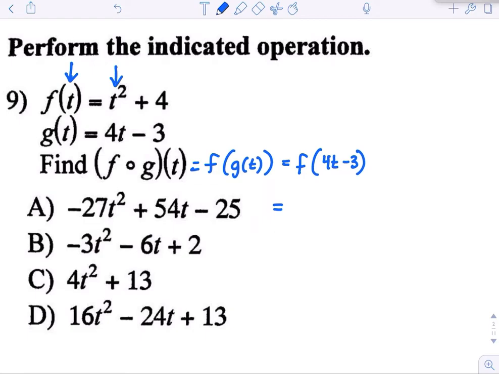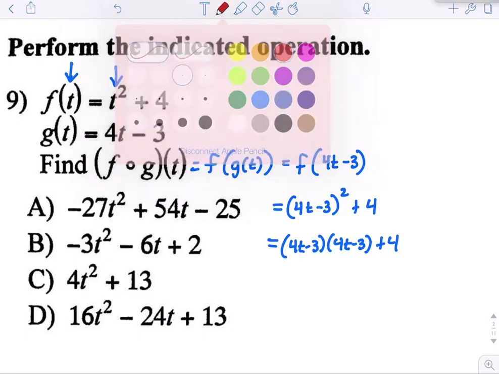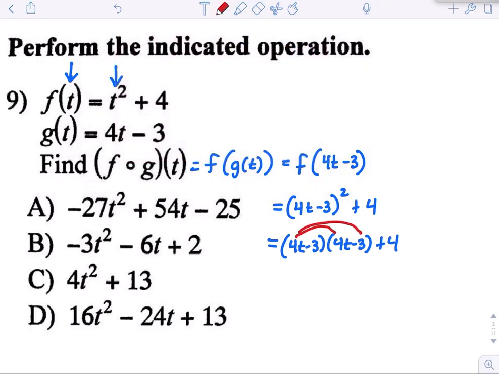So what we're really going to get is 4t minus 3 to the second power. Remember, this t, you guys, is now 4t minus 3. So squared plus 4. So remember, 4t minus 3 to the second really looks like this: gotta multiply it by itself twice. And then you guys gotta distribute, just like this.